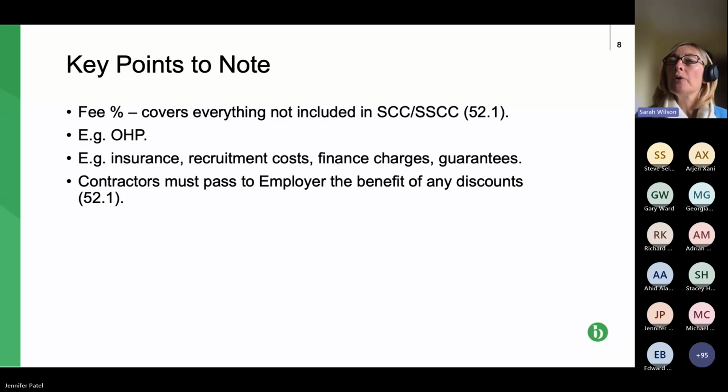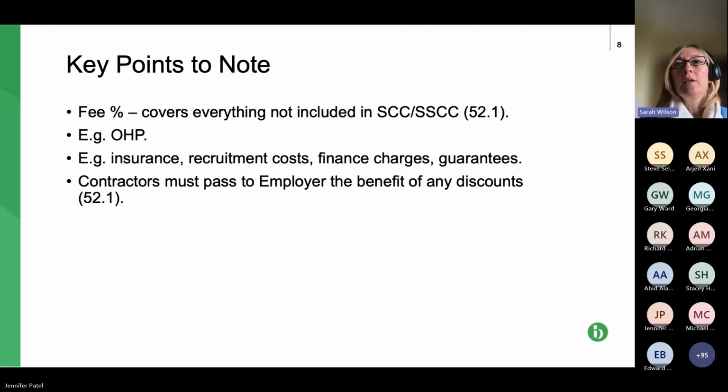The key thing is that clause 52.1 says that everything is included in that fee percentage if it's not covered in the schedule or shorter schedule. So the idea is, and this is the second bullet point, that very roughly the fee percentage covers overhead and profit. It also includes other things, and these are set out in the NEC guidance notes. So it covers insurance premiums, recruitment costs, finance charges, guarantees. So there are other things that it does include as well. So just be aware of that.